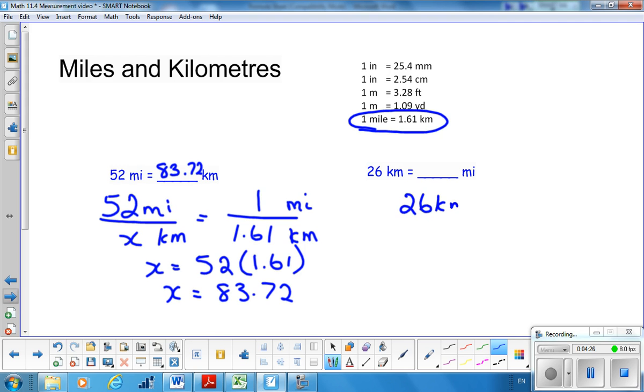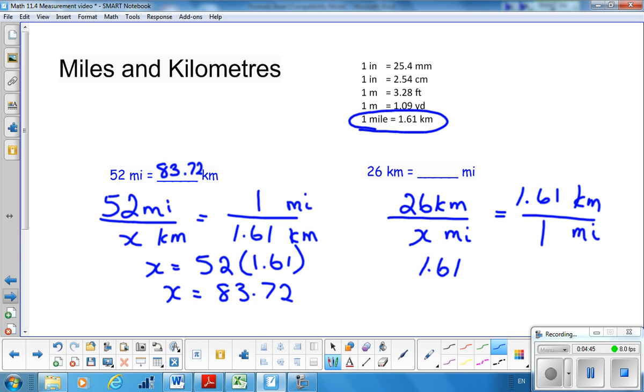Going the other way, 26 kilometers, and I want to figure out how many miles this is. So this time kilometers are on the top, miles are on the bottom. Our conversion factor is still 1 mile is 1.61 kilometers. This time when we cross multiply, we see that we are going to end up dividing 26 by the conversion factor. So 26 divided by 1.61 gives me 16.15. So 26 kilometers is 16.15 miles.